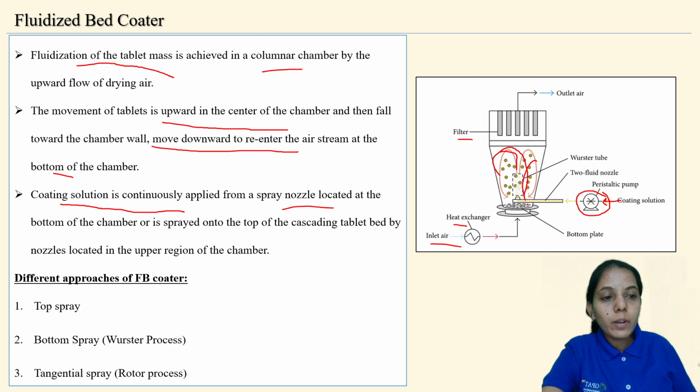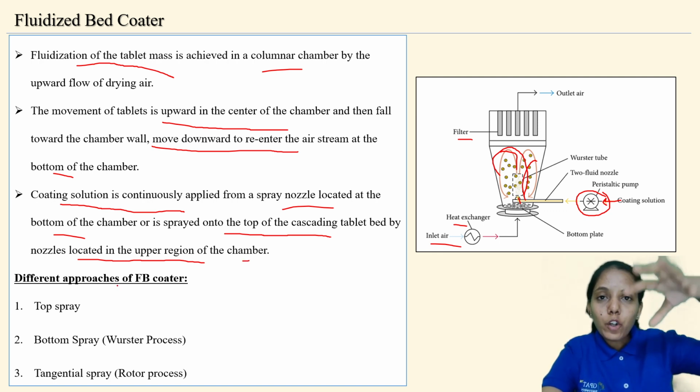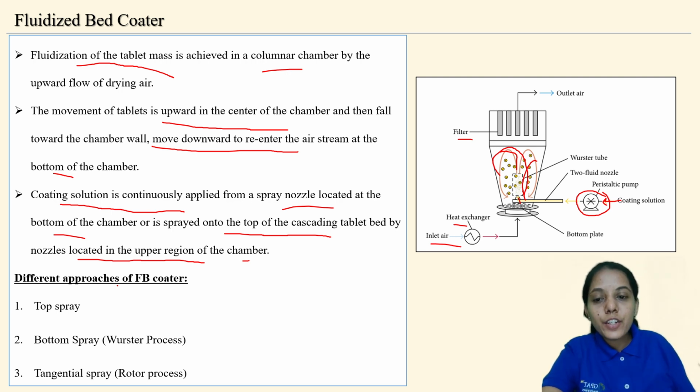Here some spray nozzle will be there from which the coating solution will be continuously applied. It is sprayed onto the top of the cascading tablet bed by nozzles located in the upper region of the chamber. So the spray nozzle is located at the bottom and it is sprayed onto the top of the tablet bed in the upper region. Now the spray can be from the top, it can be from the bottom, or it can be from the horizontal, that is a tangent direction.